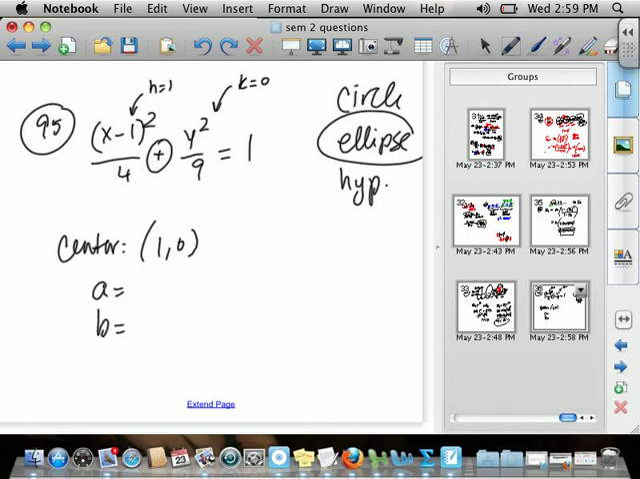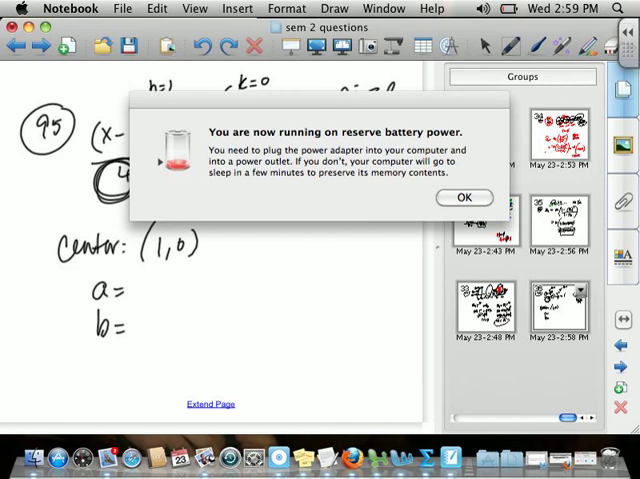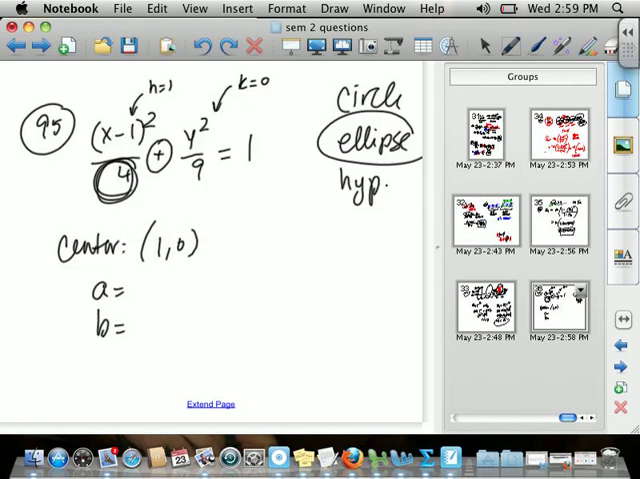A and B, the way I showed you in class is I just said always make this one A. Technically for an ellipse A should be the bigger value. So instead of having 2 squared and A is 2, and 3 squared and B is 3, technically A should be 3 and B should be 2. It doesn't matter. I just want to make sure you draw it correctly.